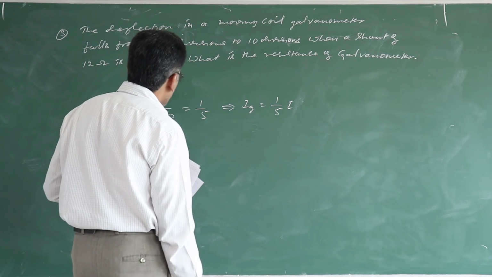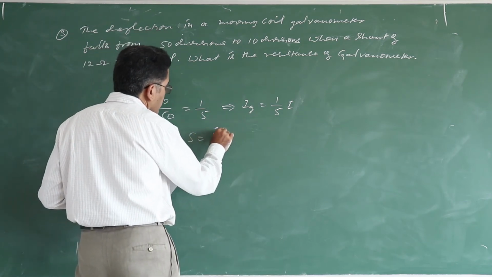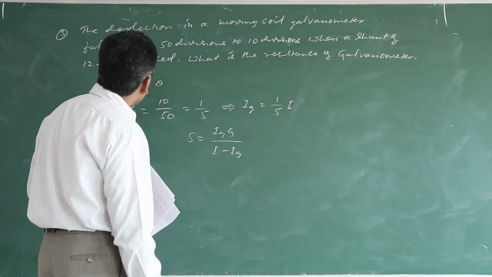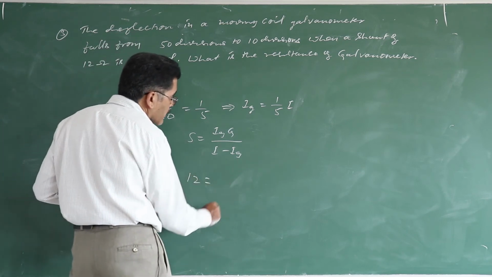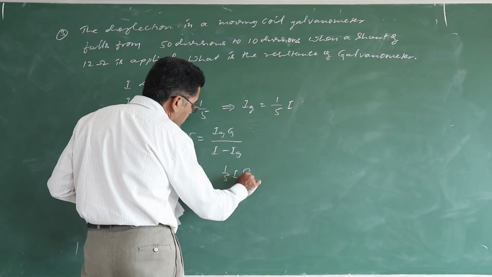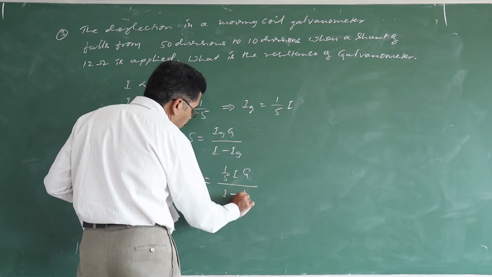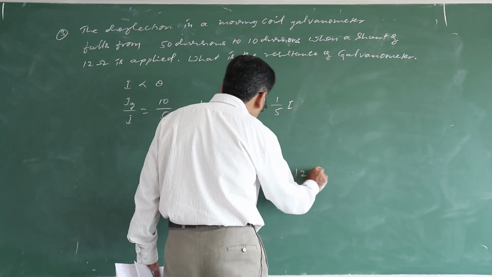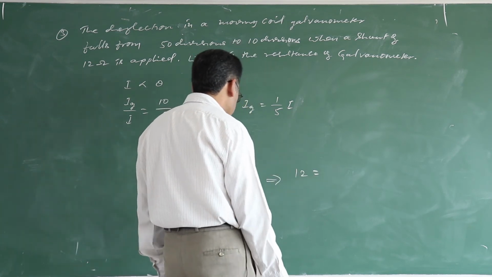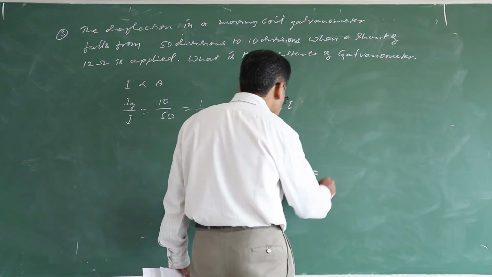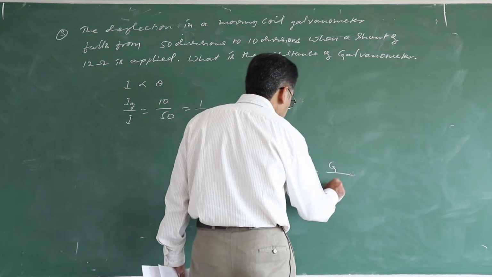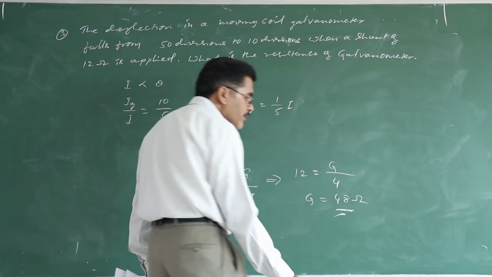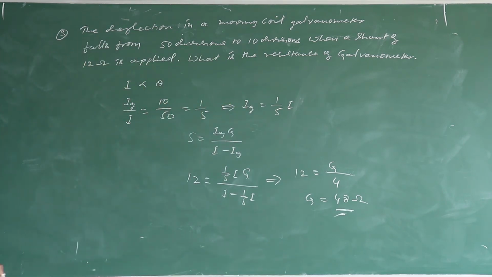Now S is equal to Ig G by I minus Ig. Shunt is 12. 12 is equal to Ig, which is 1/5 of I, into G divided by I minus 1/5 of I. This gives you 12 is equal to G divided by 4, or G is equal to 48. Therefore resistance of the galvanometer is 48 ohm.